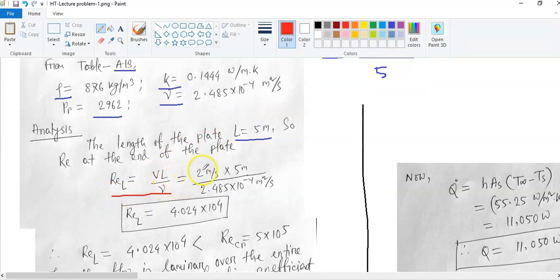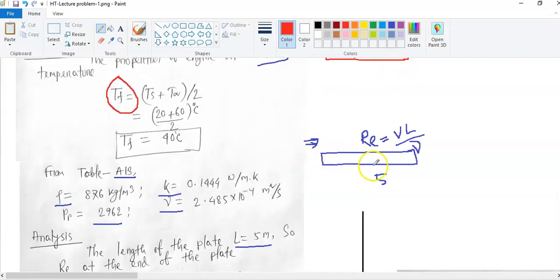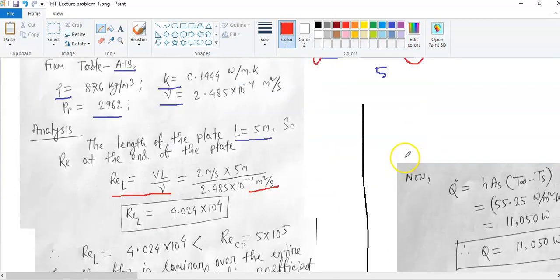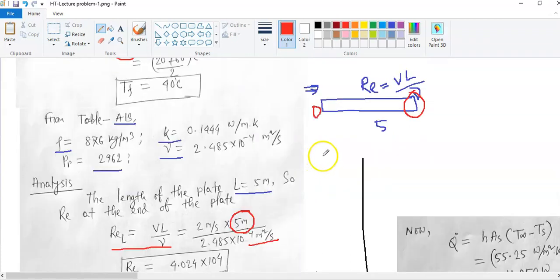The free stream velocity is 2 meters per second, the length is 5 meters, and the kinematic viscosity is this. We are calculating the Reynolds number at the end of the length, that means at 5 meters. Initially this is the leading edge, this is 0 meters, this one is 5 meters. So we are calculating for this length of 5 meters, just at the end of this plate.